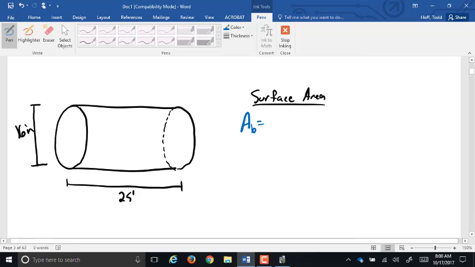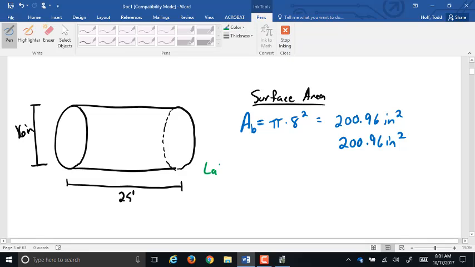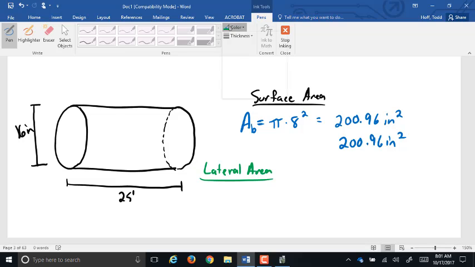So you start out by finding the area of the base. How are you going to find the area of the base? Pi times 8 squared, which turns out to be 200.96 inches squared. There will be two of those. You are correct. Then what? Yeah, for the lateral area, you have to find the perimeter of the base, which is going to be that circumference.